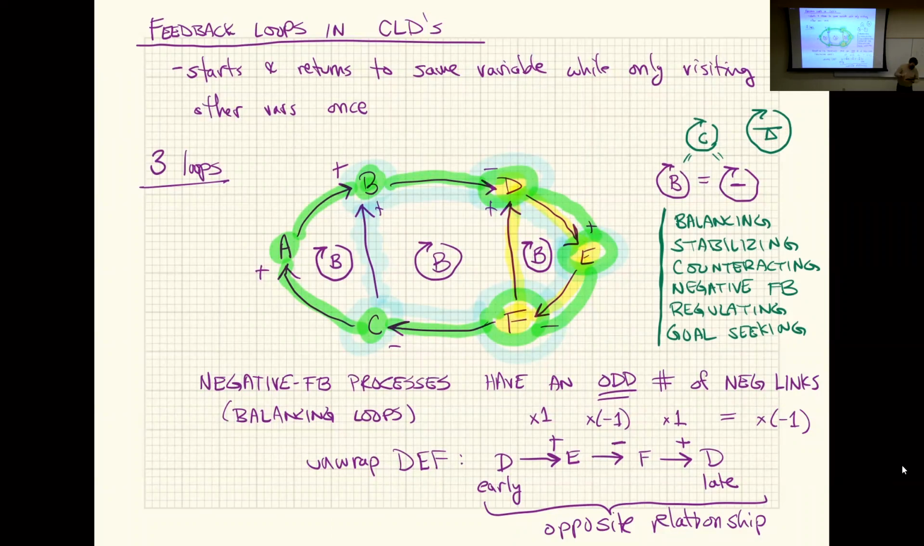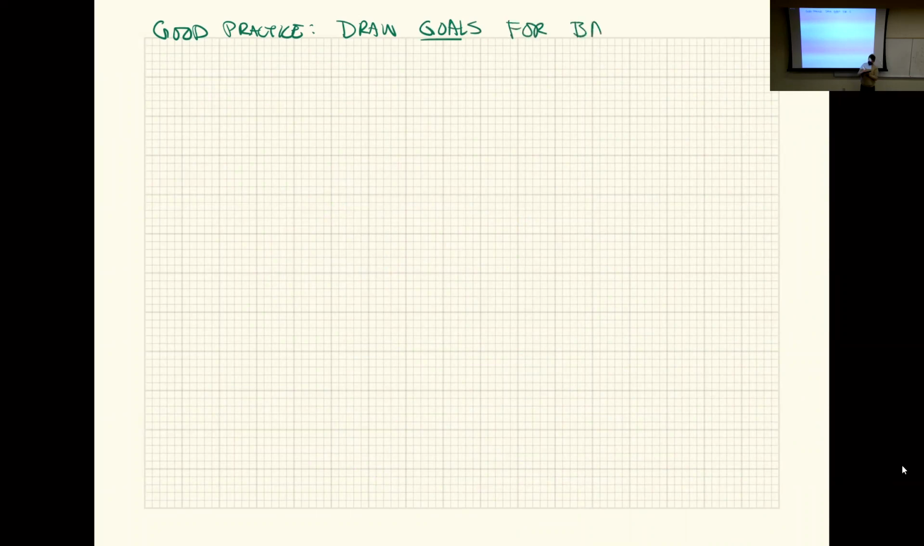Okay. So one other thing I'll note about balancing feedback loops: if you notice there's a balancing feedback loop in your system, one of the useful things is that almost all balancing feedbacks can be conceptualized, you might have to add another variable or two, to have a goal. So a good practice is to draw goals for balancing feedback.